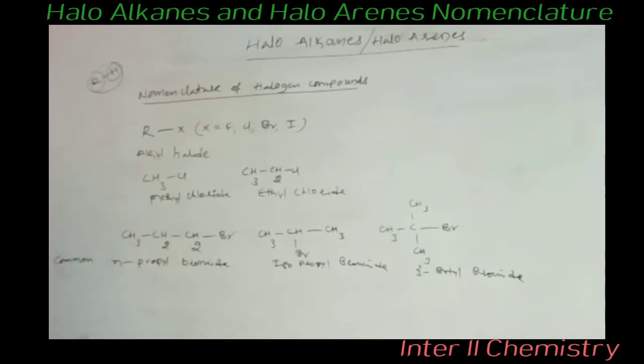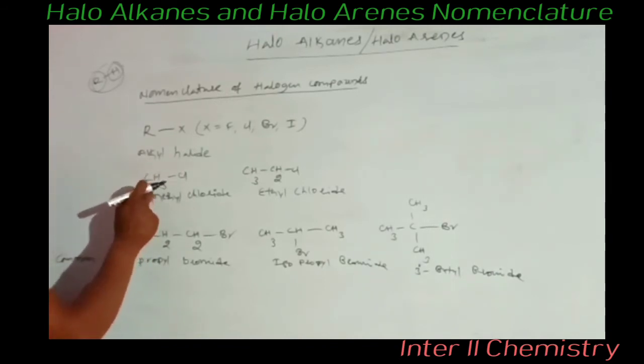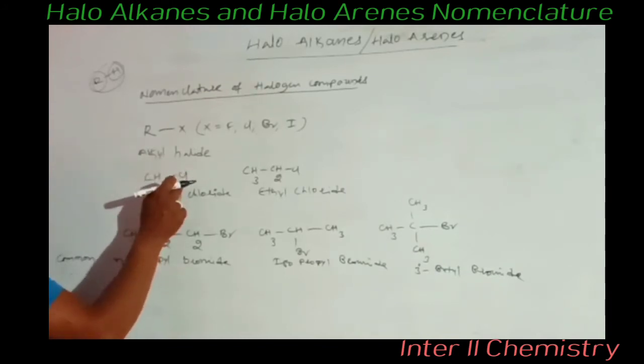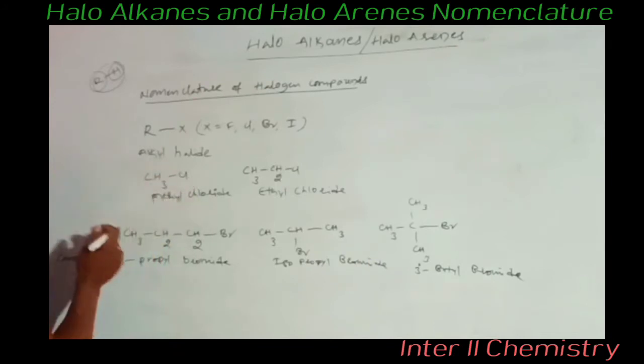While giving IUPAC names, according to IUPAC, these compounds are considered as halo substituted hydrocarbons. Suppose, for example, it comes from methane. In methane, one hydrogen is substituted by the halogen chlorine. So it is named as a methane compound only.